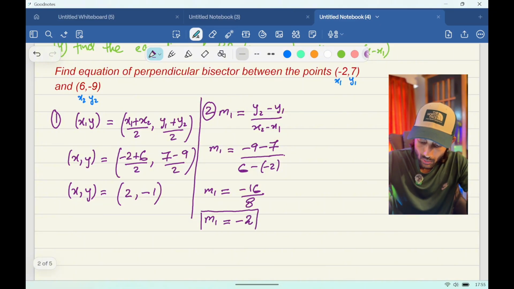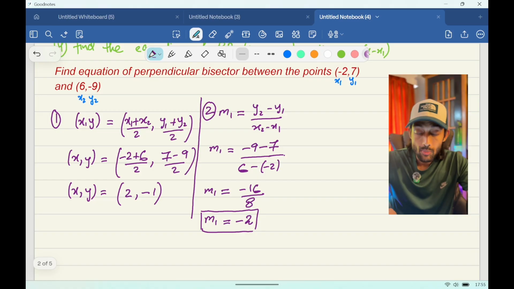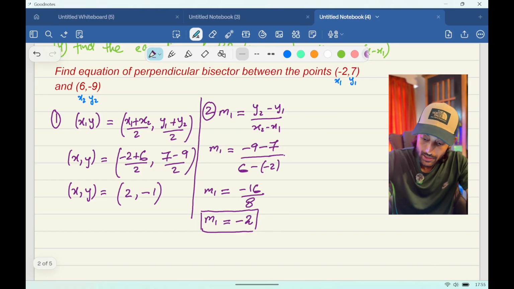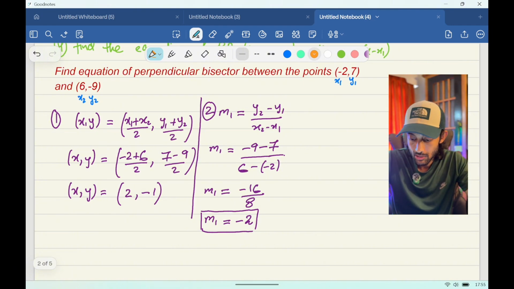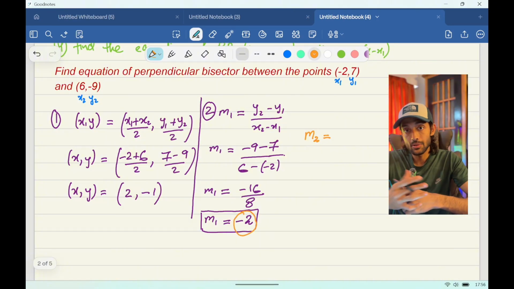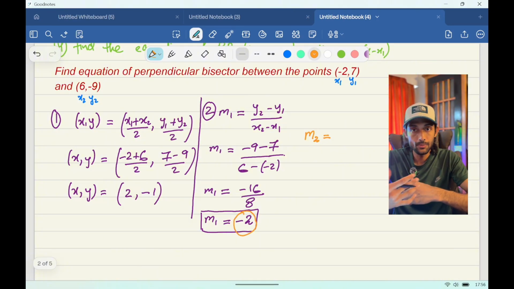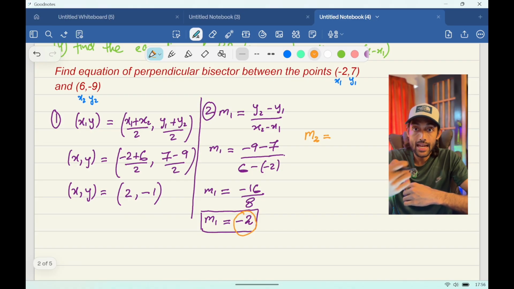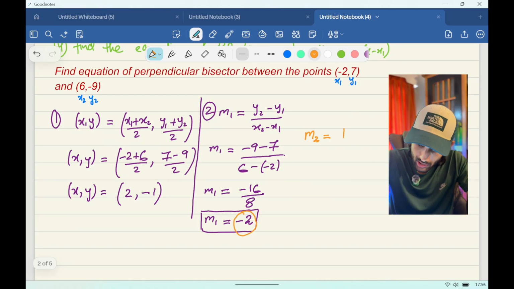So this is my value of M1, but you are more interested in the value of M2. Now, as I mentioned earlier, your value of M2 is the negative reciprocal, so you can just directly find the value of M2 by taking its reciprocal and changing its sign. So if it's -2, you can just take 1 over 2. It was initially negative, but now you will take it as positive. So this will be just 1 over 2.